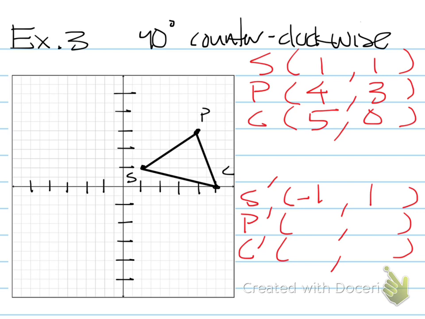And for P, we've got the coordinate 4, 3, so we're going to change the sign of the Y coordinate, change the 3 to -3, and then switch the 2 coordinates to get -3, 4. And then for C, the Y coordinate is 0, which does not have a sign, so we're just going to leave it as 0 and then just switch the coordinates.